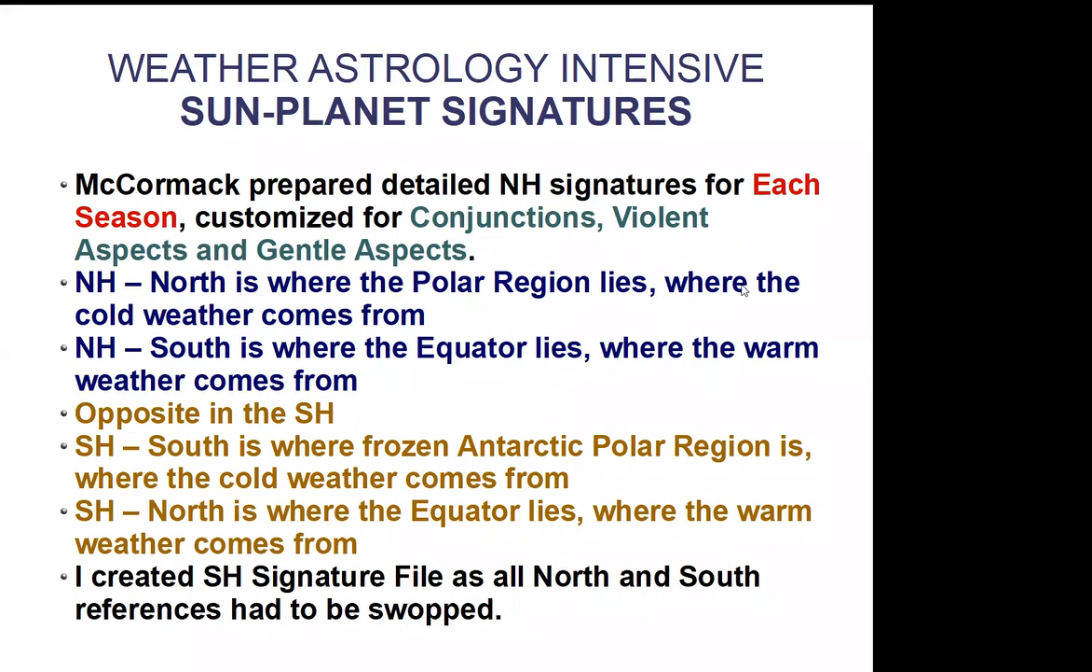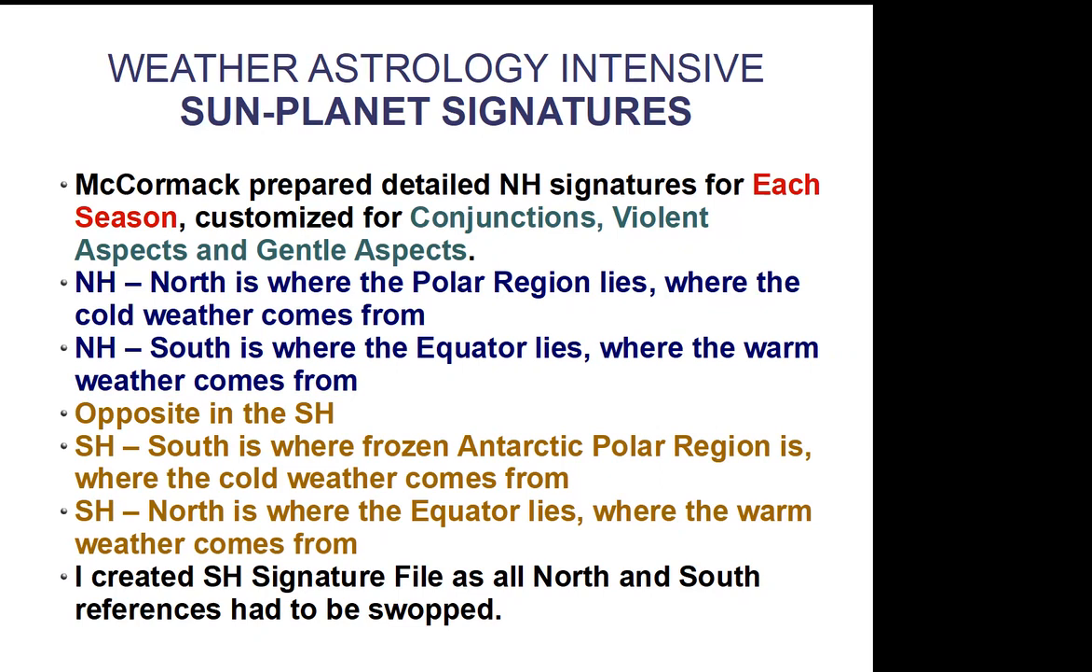Great. So now this is another amazing McCormack production. Okay, he put signatures, and again, he did the signatures by season, which is phenomenal. Okay, hats off to the man. He did this for 40 years, and honestly, he did a fine job. And not only in the sun planet signature does he have the seasons, he also does it by aspect. So he puts in each season, the C is the conjunction, V is violent.